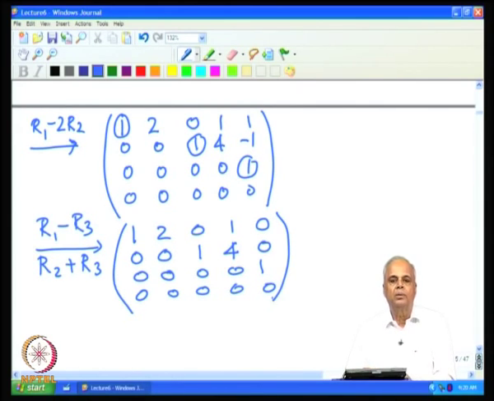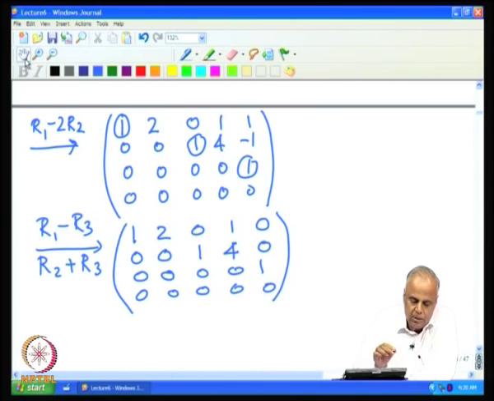This matrix, which we now have after these cleanup operations, is in row reduced echelon form. Why is this in row reduced echelon form? We have non-zero rows on top and the zero row at the bottom. Then if you look at the first non-zero row, the first non-zero entry is 1, then the first non-zero entry is 1, the first non-zero entry is 1.